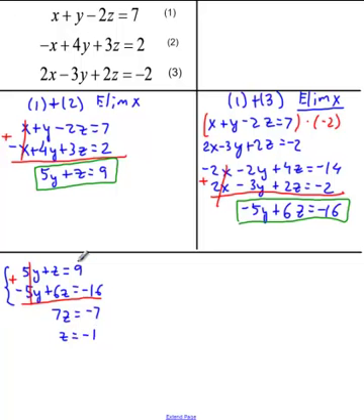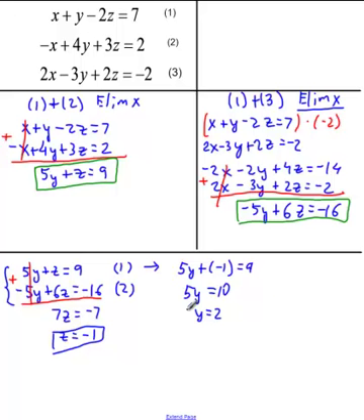Now, we are going to use either equation 1 or equation 2 to solve for y. I'm going to use the first equation, so I will have 5y plus z, which is negative 1, and this equals 9. If you add 1 to both sides of the equation, you will have 5y equals 10 and y equals 2.